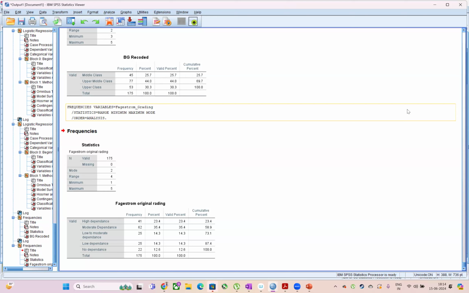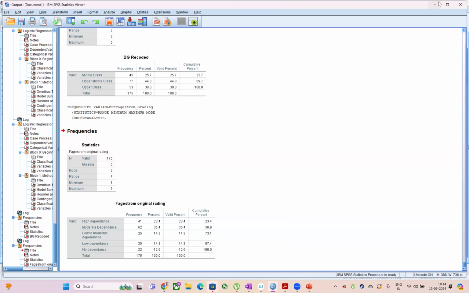So how many categories do we have over here? We have 5 categories. Among these 5 categories, which will you keep as the reference category? Anyone? Now this is the dependent variable. This original grading is the dependent variable. So which am I going to keep as the reference category? No dependence. Exactly, no dependence.